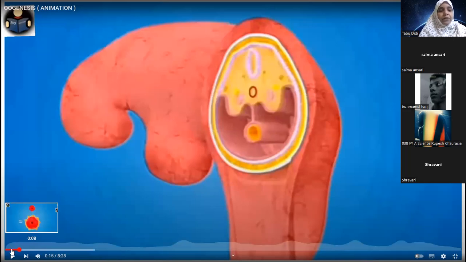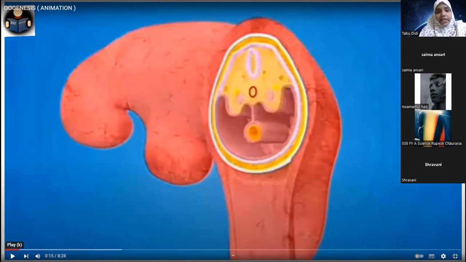So oogenesis is basically formation of a mature egg from the primordial egg. Primordial egg is something which was initially made or formed when the female baby was developing inside the mother's womb. Okay, when the female is born, then the female grows, she reaches puberty, then what are the changes, how the eggs are produced, are the same number of eggs which at the time of birth retained during puberty, or there is destruction of eggs. So all that happens in a stage-wise manner.